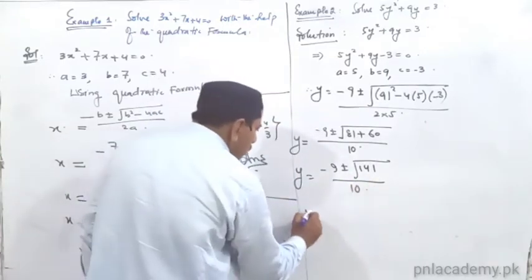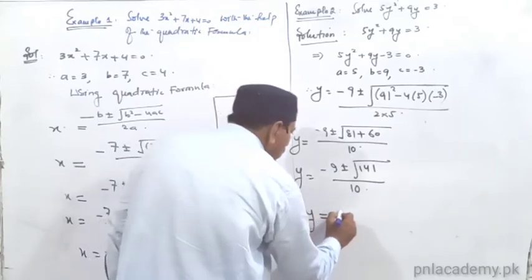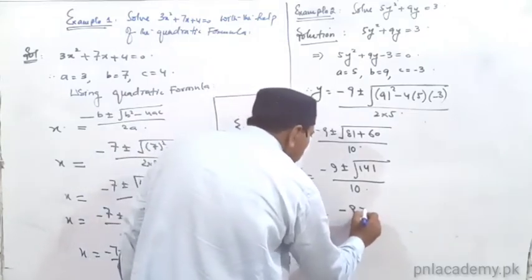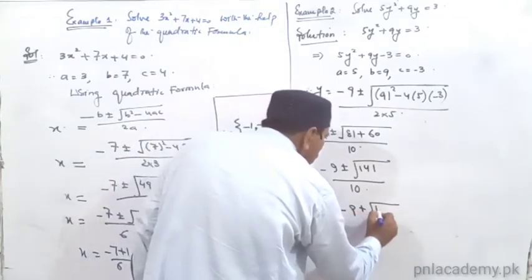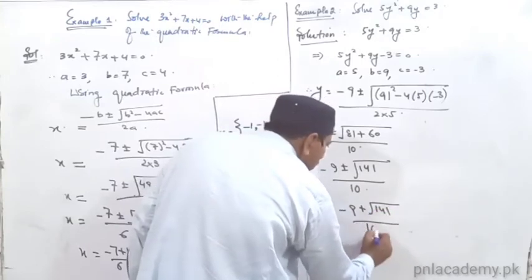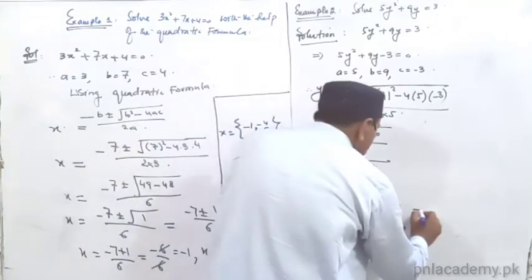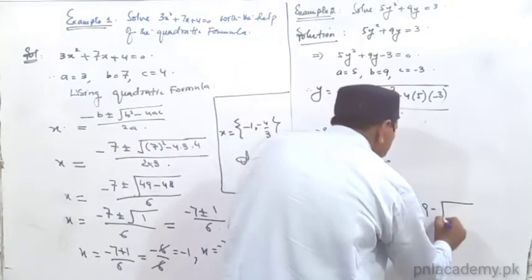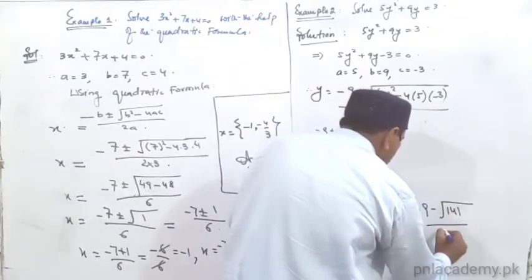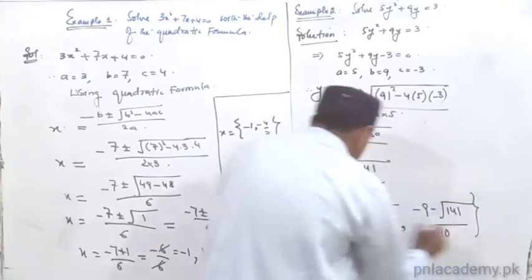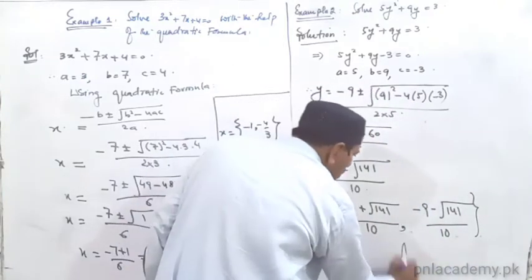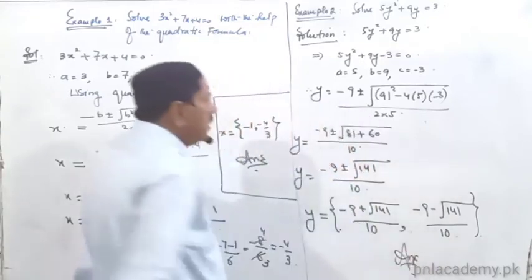Therefore, the result is y is equal to minus 9 plus radical 141 upon 10, comma, the second root is minus 9 minus radical 141 upon 10. So this should be the related answer of the question.